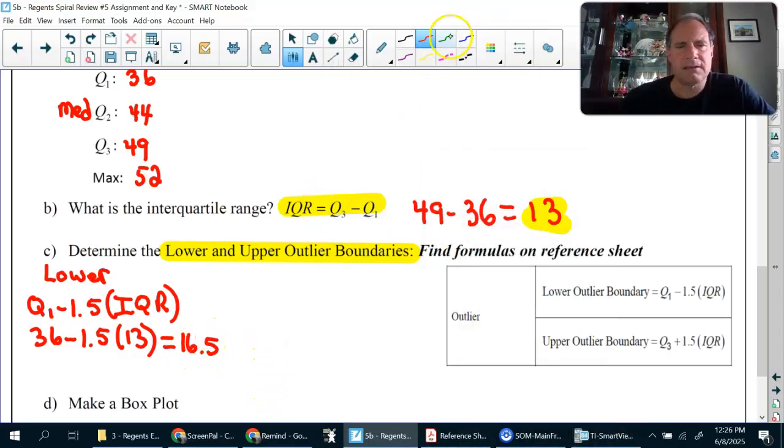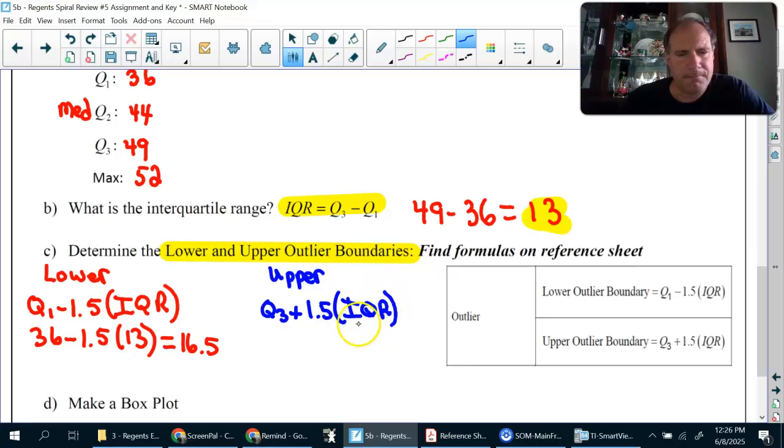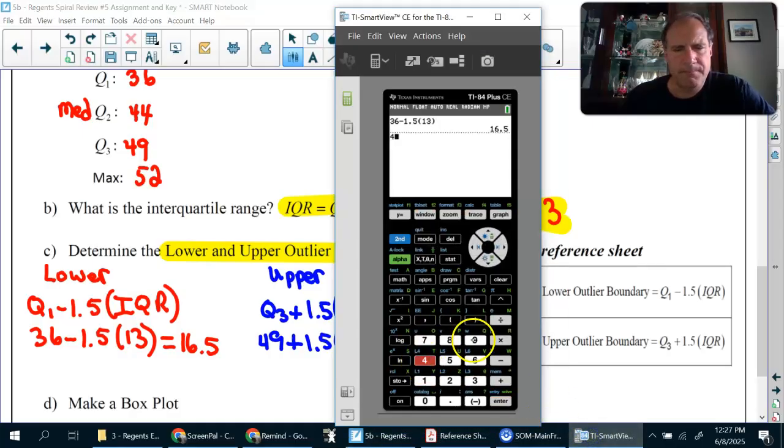Right? I'll get to exactly what these things mean, but now the upper outlier boundary is Q3 plus 1.5 times IQR. So we have our Q3 already, it's 49, plus the 1.5, and we have the IQR, which is 13. We grab the calculator one more time. 49 plus 1.5 times 13. And we press enter and you get 68.5.